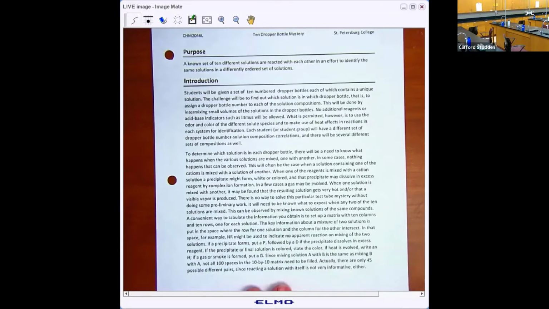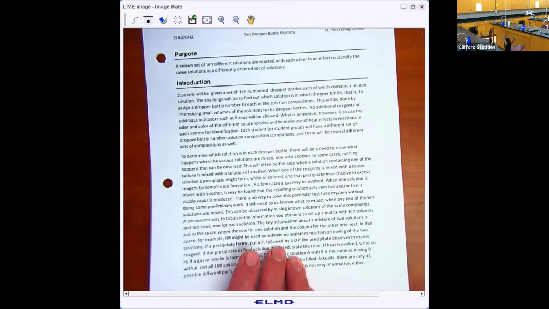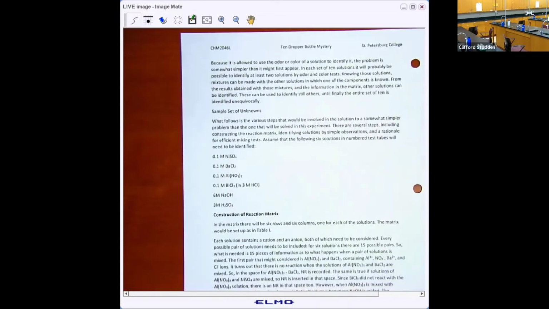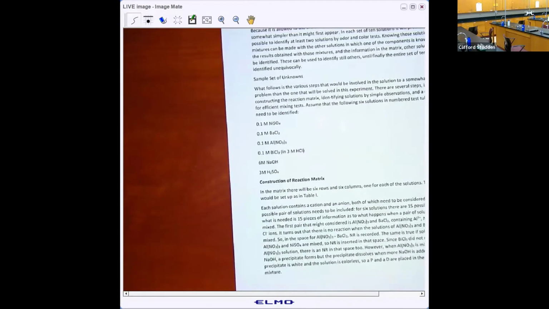Now I wanted to start with your lab manual. On the second page of the lab manual, it mentions an example using just 6 known solutions. So here we have nickel sulfate, barium chloride, aluminum nitrate, bismuth chloride, sodium hydroxide, and sulfuric acid. In this example, those 6 solutions would also be in bottles that are labeled just 1 through 6.